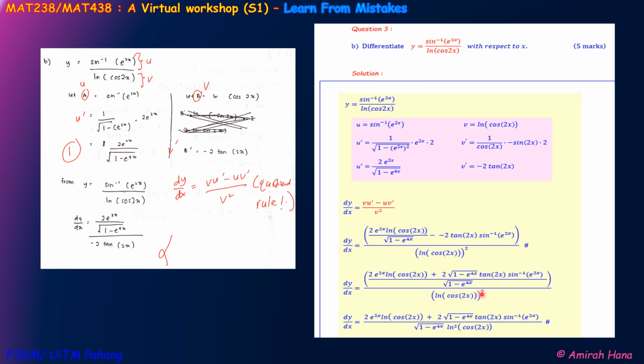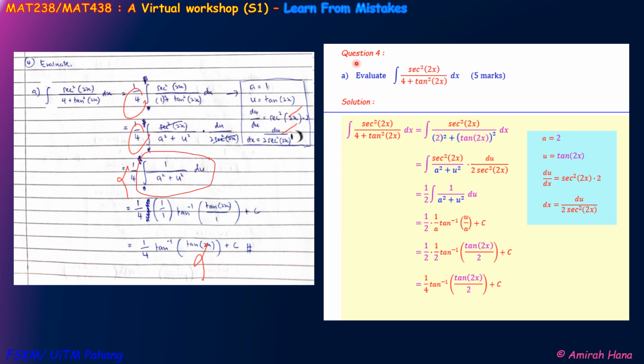Okay, sebab yang ni kurang kemas, fraction within fraction, kita boleh tulis fraction yang atas ni, yang dalam bracket ni, darab dengan 1 per yang ni. Okay, sebab bahagi dengan ln cos 2x bracket squared sama maksudnya dengan yang dalam bracket ni darab 1 per ln cos 2x bracket squared. So after simplify jadilah yang ni. Okay. So dy over dx kita adalah yang ni.